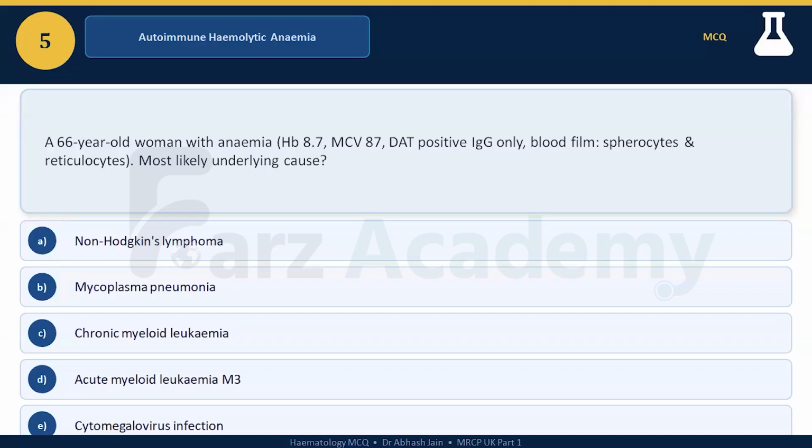Next question: a 66-year-old woman with anemia, hemoglobin is 8.7, MCV is 87, DAT positive, IgG only, and blood film shows spherocytes and reticulocytes. Most likely underlying cause is non-Hodgkin's lymphoma, mycoplasma, CML, AML M3 type, or cytomegalovirus infection. Spherocytes, reticulocytes, mycoplasma. Okay.